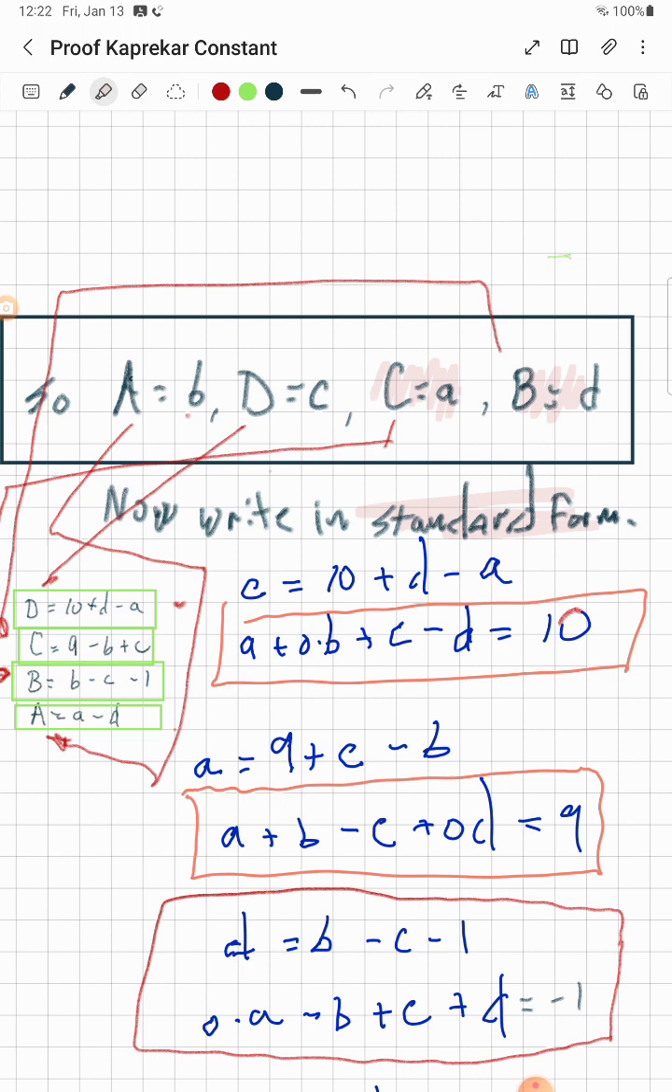Okay, and so I'm just going to take the 10 over and bring it over. So now I have A. See what I have of A, right? Plus 0 B, because there is no B, plus C minus D. I just rewrote that first equation. The second equation was A is equal to 9 plus C by B. That's for the tens unit, remember? So I picked the 9 by itself, and I have A plus B minus C equals 0C. See that?